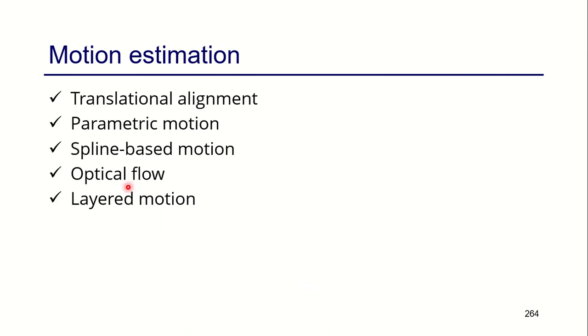In motion estimation, we have translational alignment, parametric motion, spline-based motion, optical flow, and layered motion. We will discuss only translational alignment in this video, and the other parametric motion and the remaining parts we can discuss in the rest of the videos.